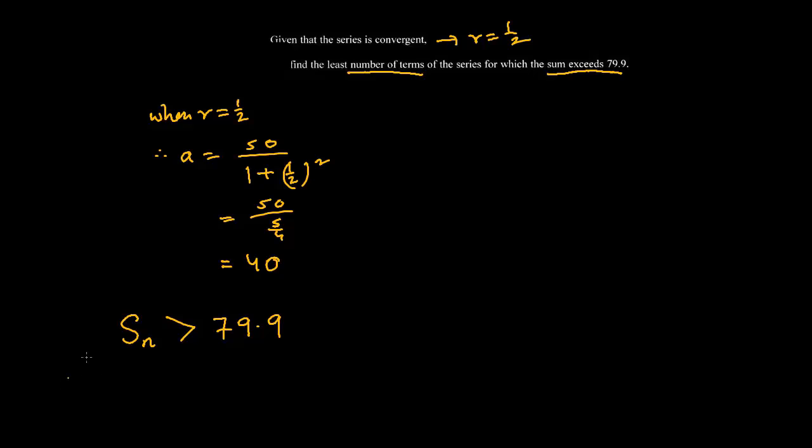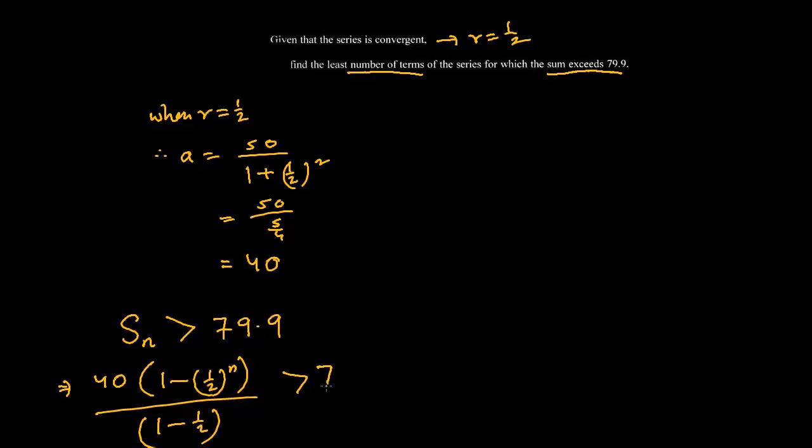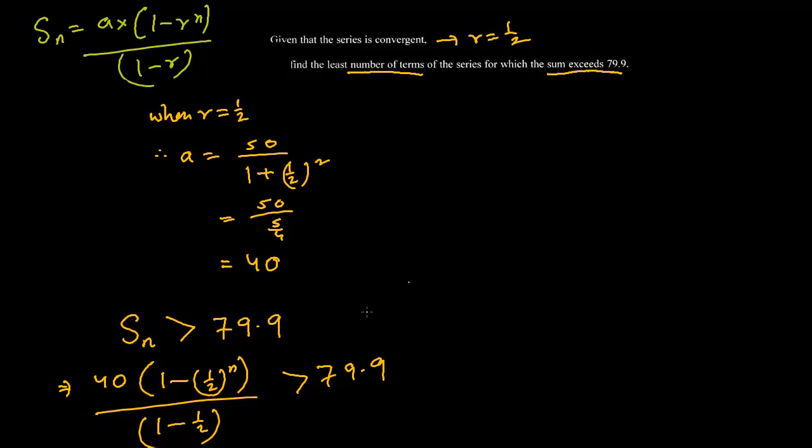So this inequality is a bit different because, since it is convergent, it is going to be the first term, which is 40, into 1 minus r, which is half, to the power n, divided by 1 minus r, greater than 79.9. Remember that the sum of n terms for a convergent series is the first term multiplied by 1 minus r to the power n divided by 1 minus r. So now we have to find the value of n.